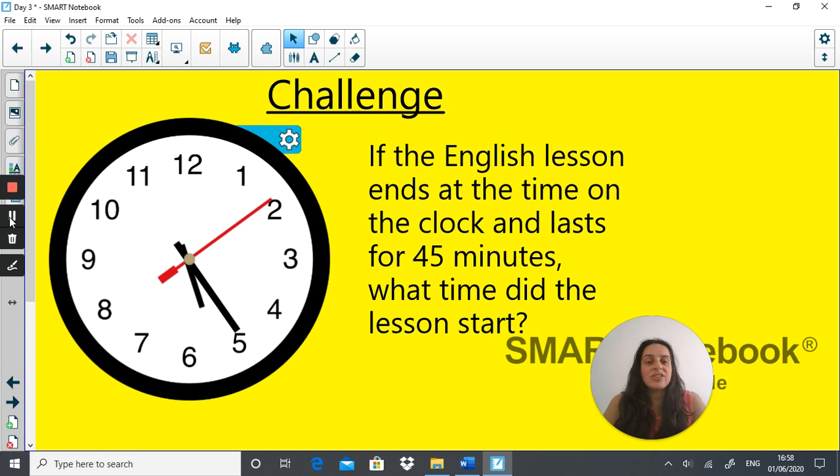So if the English lesson ends at the time on the clock and lasts for 45 minutes, what time does the lesson start? So let's look at the clock now. If an English lesson ended now at that current time, and it lasts for 45 minutes, when did that lesson start?